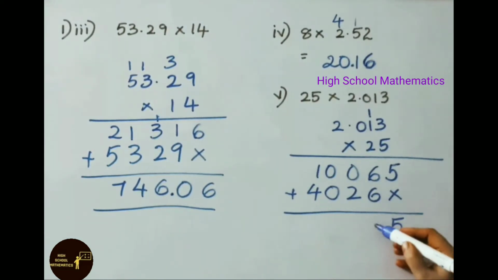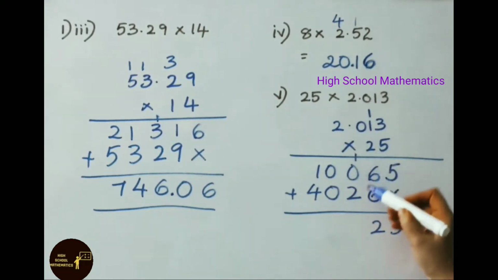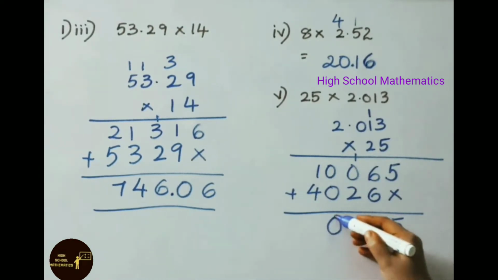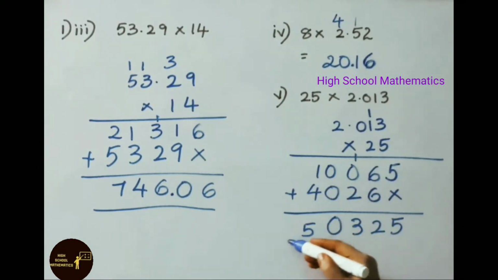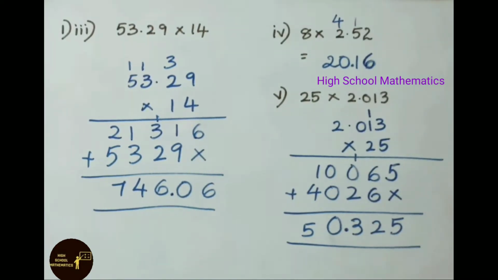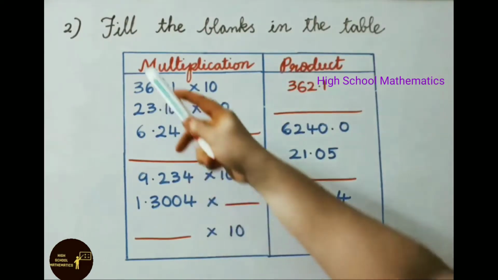5. 6 plus 6, 12, 2 carry 1. 2 plus 0, 2. 2 plus 1, 3. 0 plus 0, 0. 1 plus 4, 5. A decimal after 3 digits were there. From the right side onwards 3 digits before we place the decimal point. So the answer is 50.325. See now question number 2.